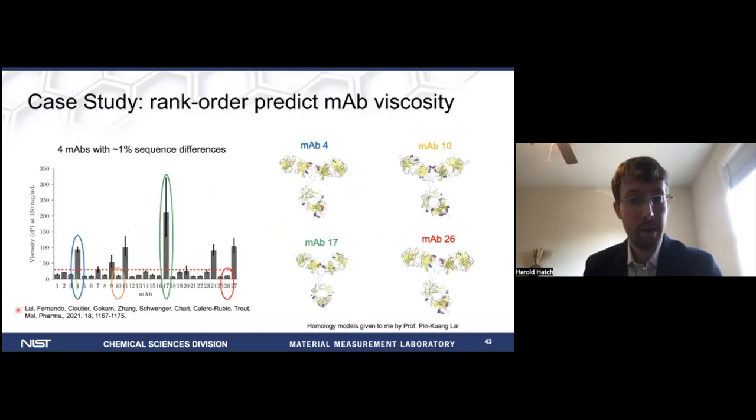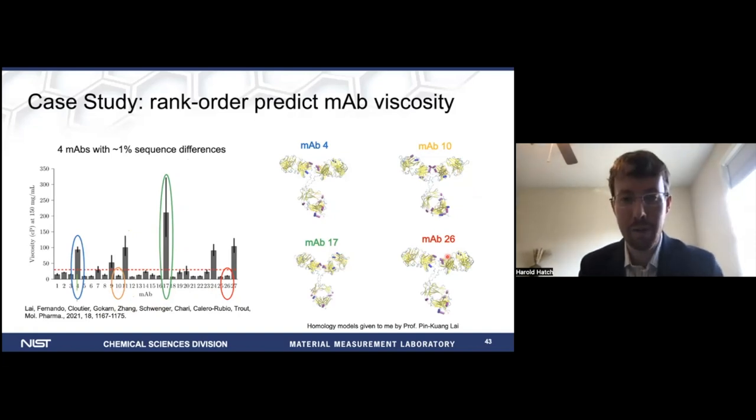In collaboration with Pinquan Lau, he looked at, in the past, 27 different antibodies, and this is showing their viscosities at 150 grams per liter. For these 27, in this work from within the Trout group as well, they used machine learning to try and predict these viscosities. So Pinquan shared the structures of four different antibodies from this group, including the highest viscosity ones, mAbs 17 and 4, as well as low viscosity ones, 10 and 27.